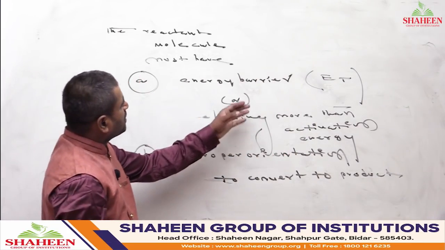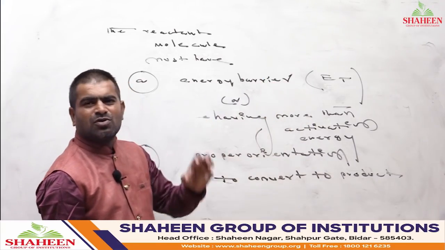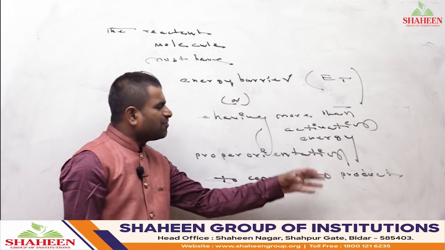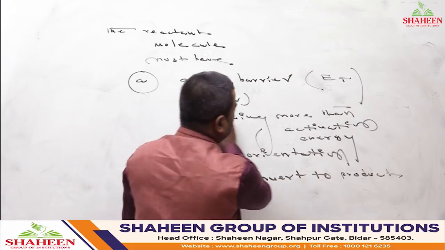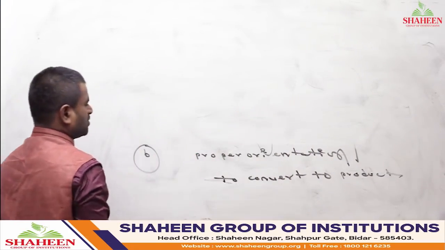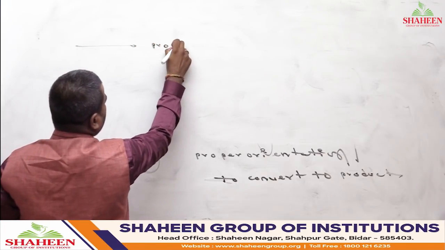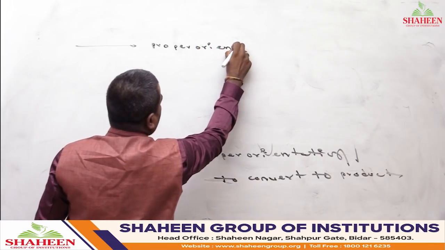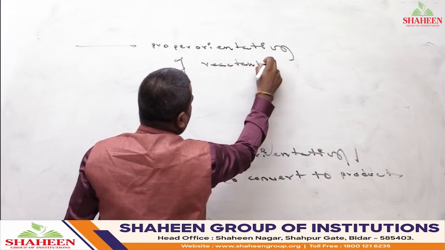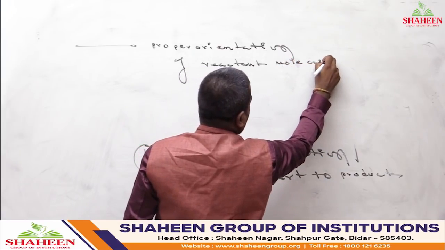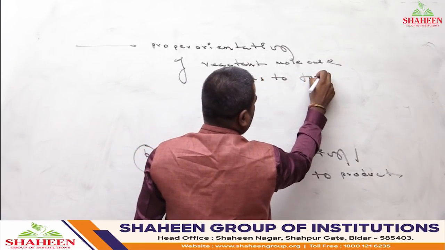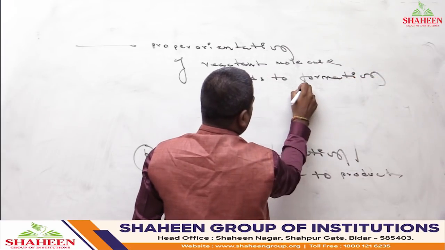I already explained this one. The reactant molecule must have some energy to be converted to product, and that energy is called threshold energy. Now what is proper orientation? Remember, proper orientation of the reactant molecule leads to the formation of product. Improper orientation of the reactant molecule does not lead to the formation of product. Now I am writing here: proper orientation of reactant molecules leads to formation of product.